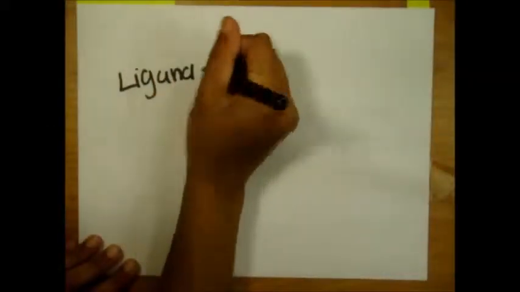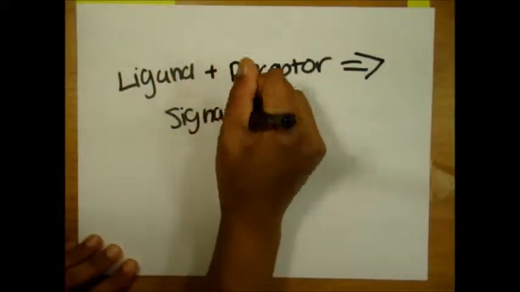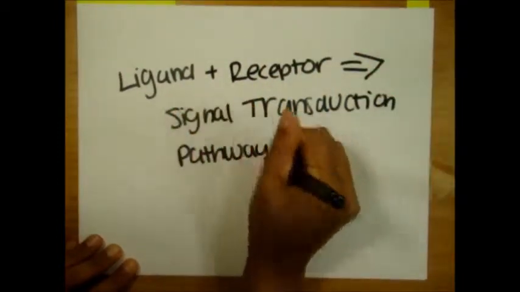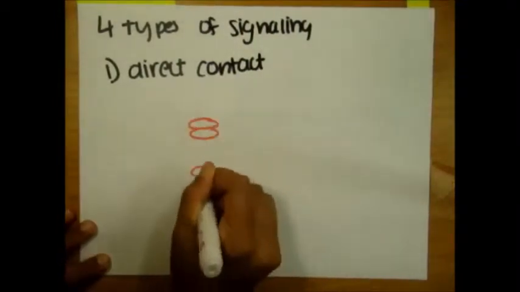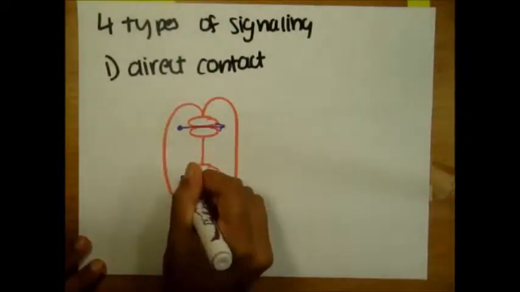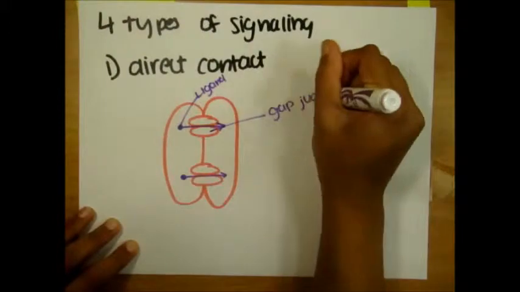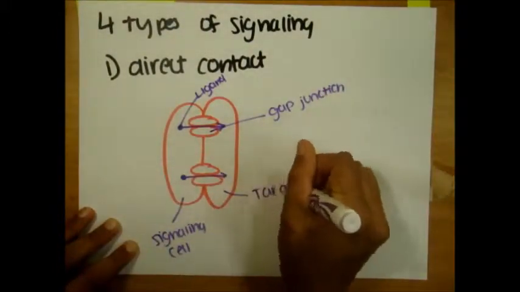Cell communication. Cells communicate through a signal transduction pathway where a ligand and receptor form a complex to create a cellular response. There are four methods of communication: direct contact, endocrine, synaptic, and paracrine signaling. Direct contact signaling occurs when cells associate plasma membranes and exchange ligand molecules. An example of communication is through gap junctions.